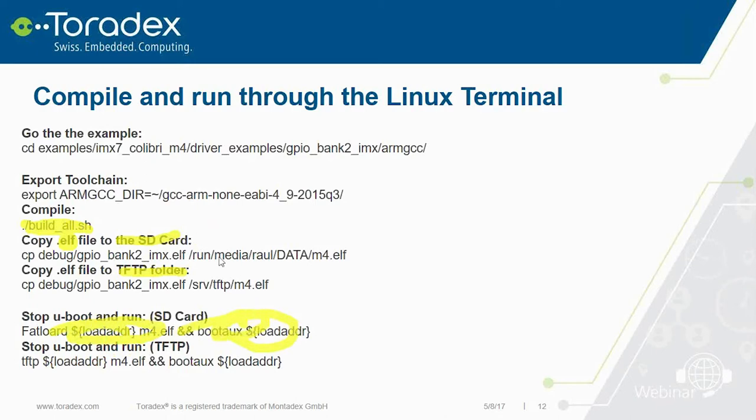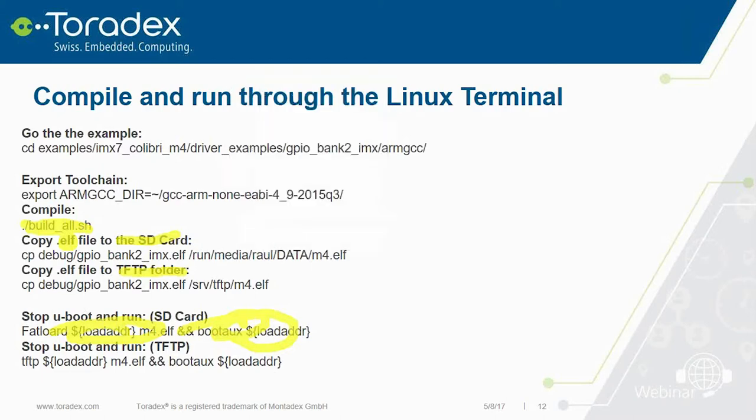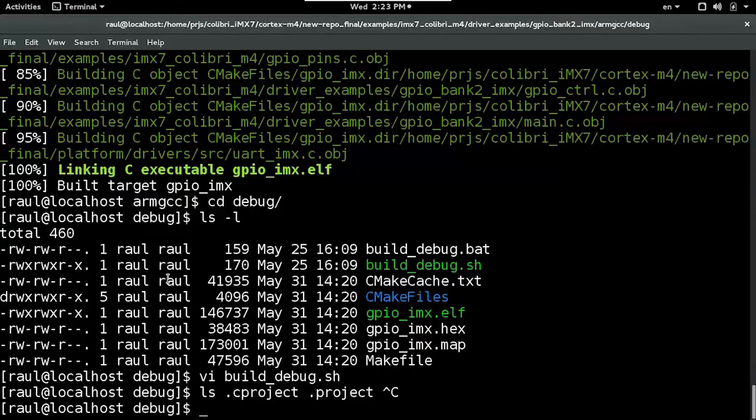Let me do this here. Let me copy the GPIO ELF file to srv/tftp, and I will change the name to m4.elf just to make my life easier in U-Boot.